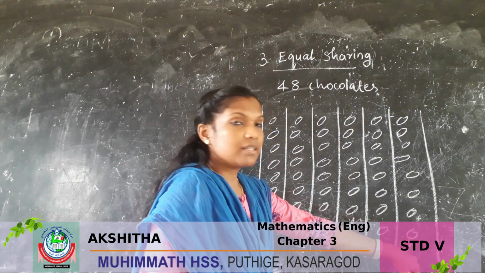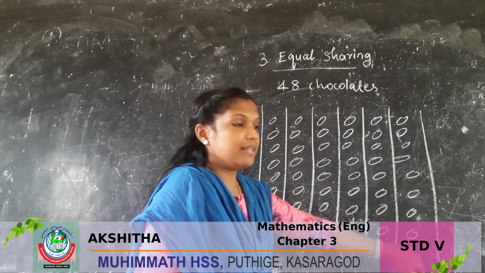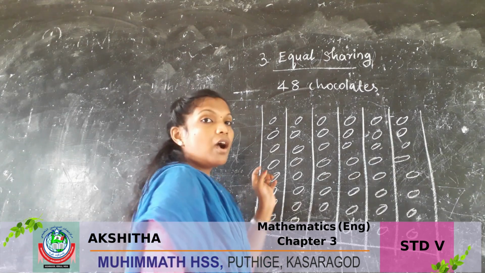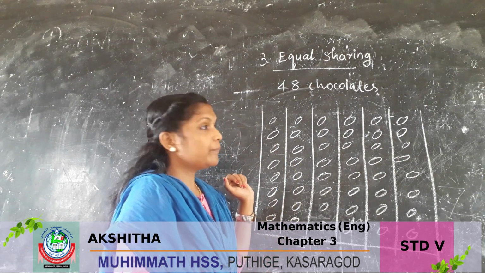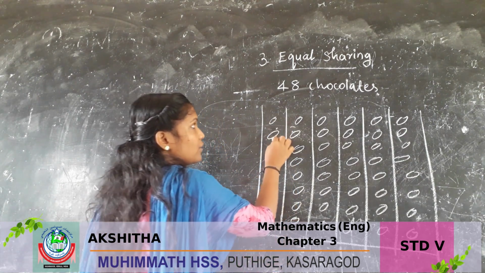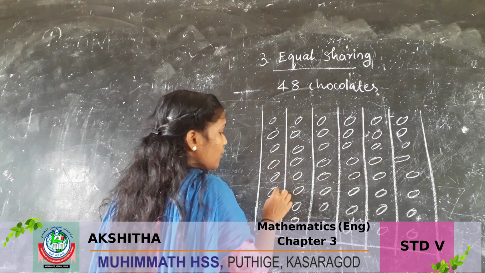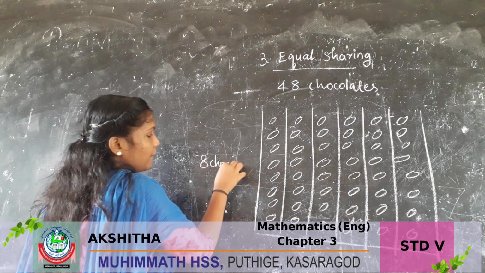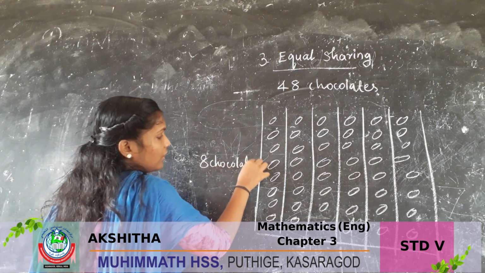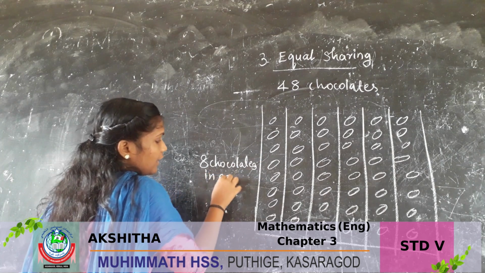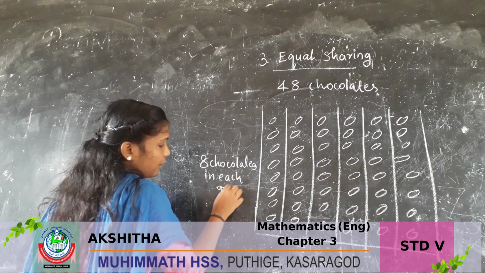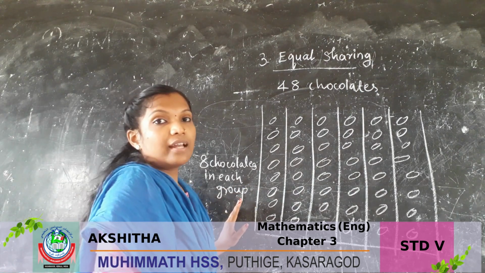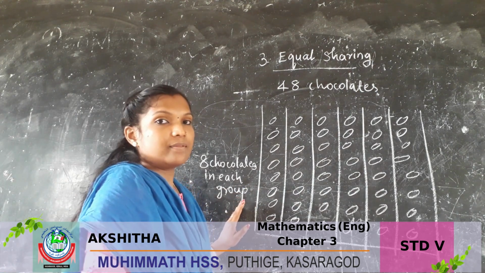42 plus 6 is 48. So how many chocolates are in each group now? Can you count? 1, 2, 3, 4, 5, 6, 7, 8. 8 chocolates in each group. Like this, we can divide chocolates or sweets.